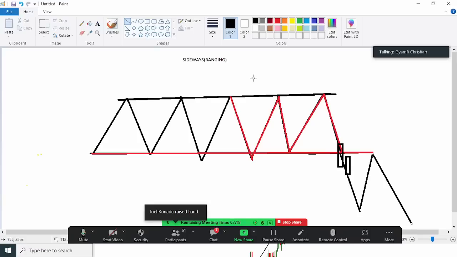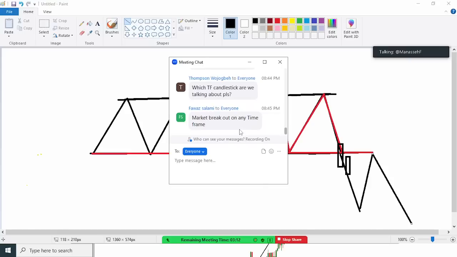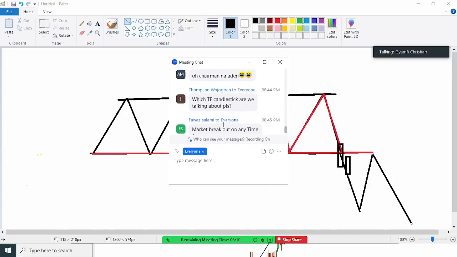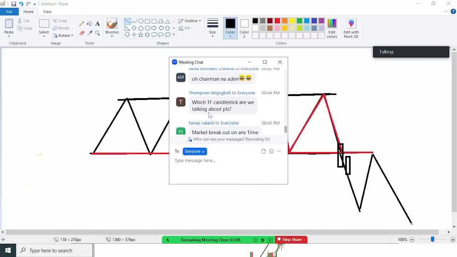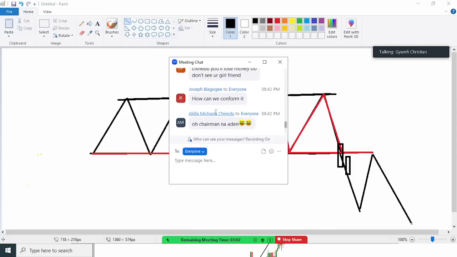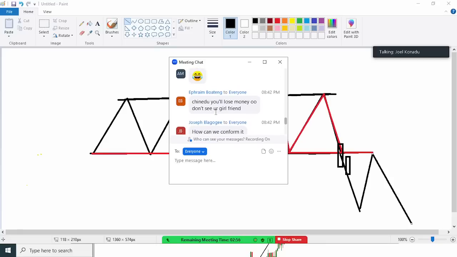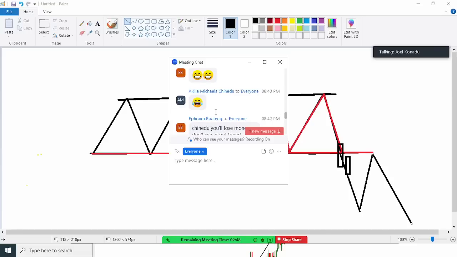Okay, let me check the chat box if you have a few questions. Yeah, the market can break out on any time frame. Hello, Mr. Christian. Yes, sir. This is Joel. I wanted to ask, when the market breaks your support and it has not yet been confirmed, or has been confirmed with the second candlestick fully closed, is it after then that the retest will happen, or will it happen before?